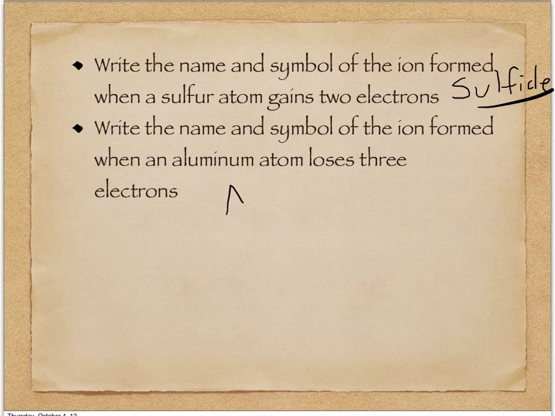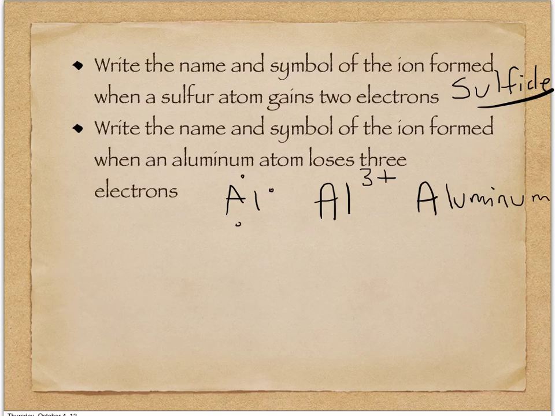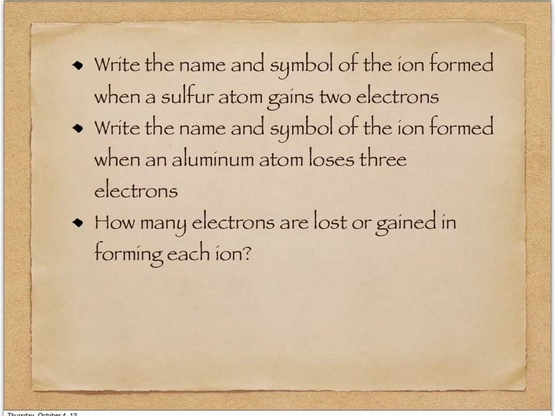Okay, aluminum has 3 valence electrons. So if you're trying to figure out which it is going to do, it could either gain 5 to get to 8, or it can lose these 3. Well, 3 is easier, so it's going to lose those 3 electrons. It then becomes an Al3 plus ion. The name of that is simply aluminum. It's the aluminum ion, or aluminum cation.